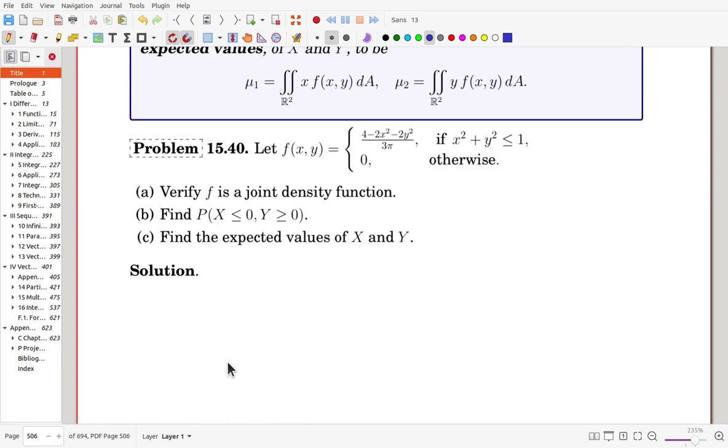Now we'll try to solve a problem. f of xy is defined in this way inside the unit disk.